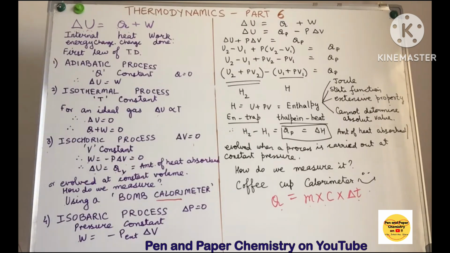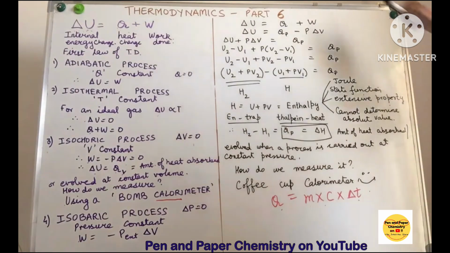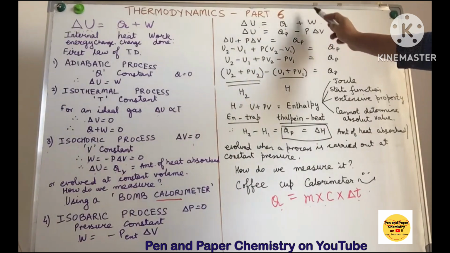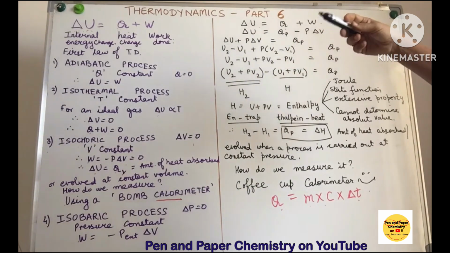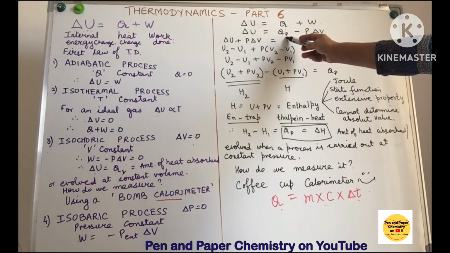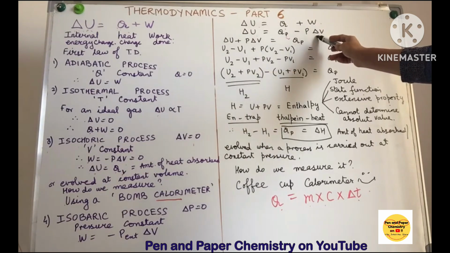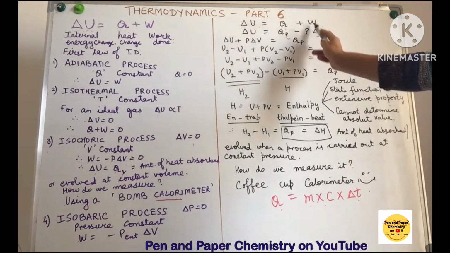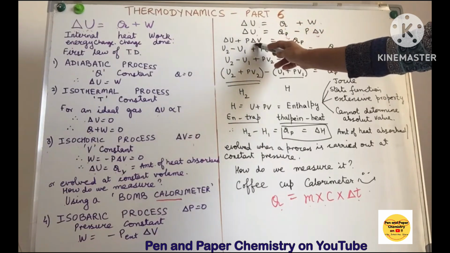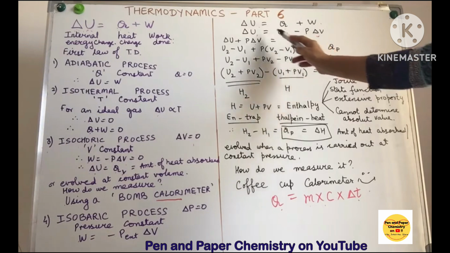So we shall modify our first law of thermodynamics equation. So delta U is equal to Q plus W. Since it is at constant pressure, there will be work of expansion. Delta U is equal to Q, because we are doing it at constant pressure, we introduce the subscript P over here, minus P delta V. Taking it to the left hand side, we have delta U plus P delta V is Q_P.